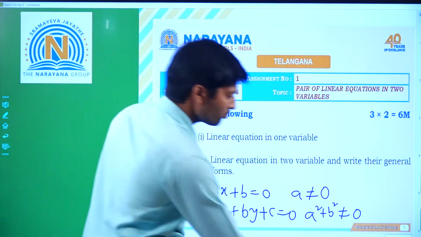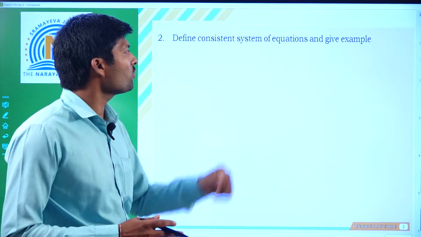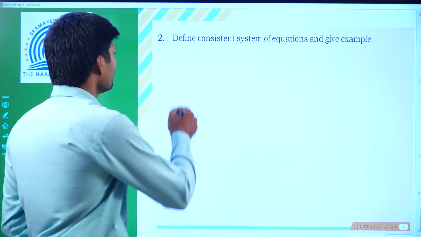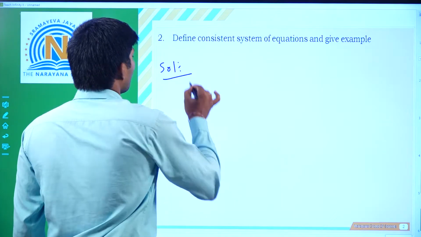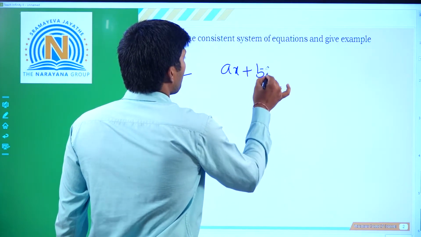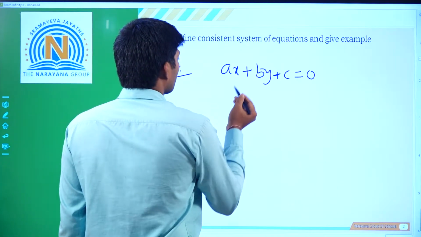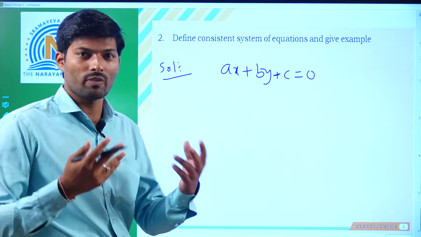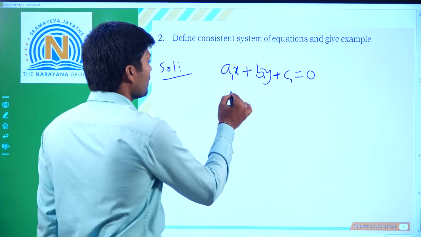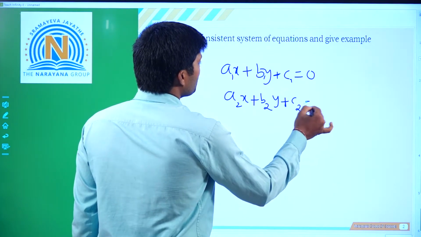Let us go for the next one. Yes, the second question is define consistent system of equations and give example. So, what is a consistent system of equations? If you take a linear equation in two variables, for example ax + by + c = 0, this is one line equation. If you want to write two linear equations in two variables, let us take a1x + b1y + c1 = 0, and the second one is a2x + b2y + c2 = 0.